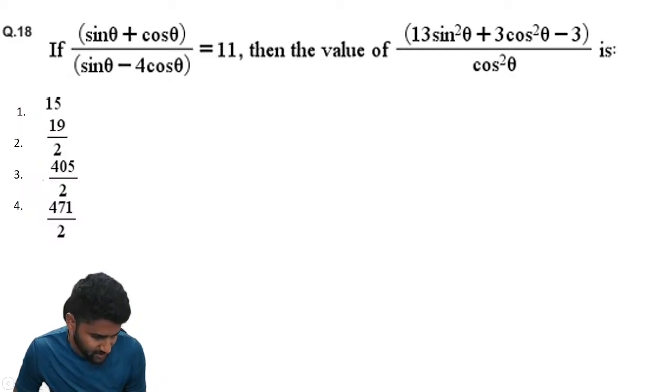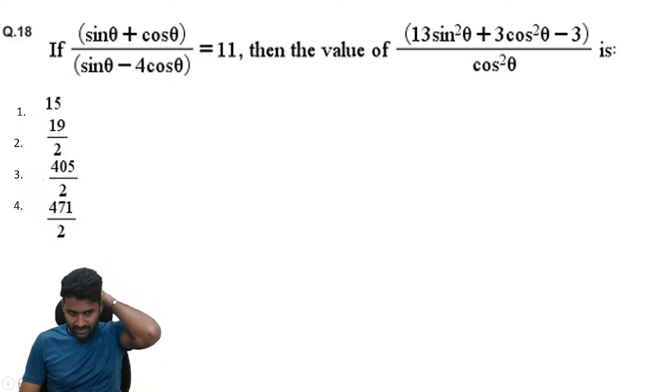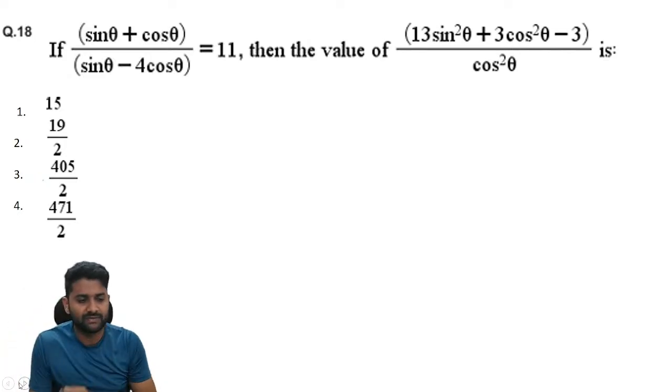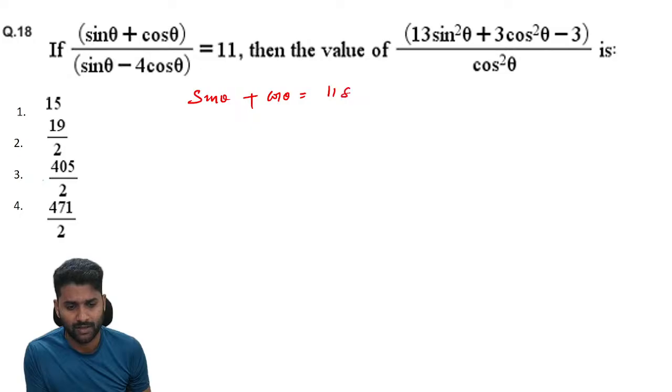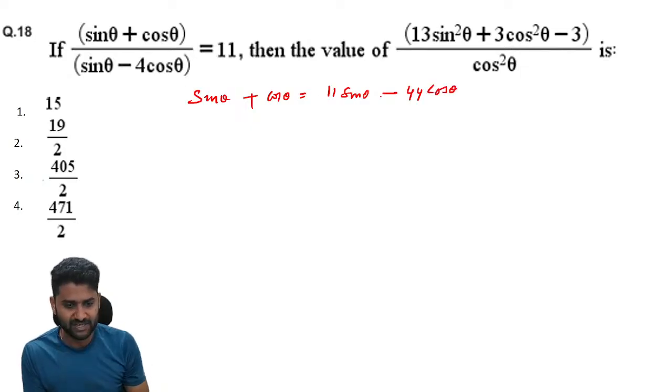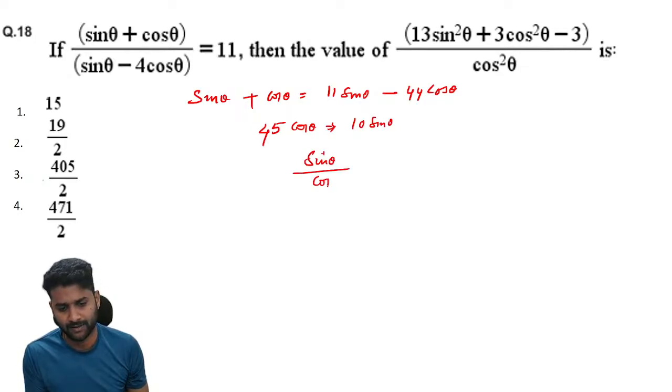Next, again a question from the trigonometry concept. If (sin theta plus cos theta) divided by (sin theta minus 4 cos theta) is equal to 11, just cross multiply. Sin theta plus cos theta is equal to 11 sin theta minus 44 cos theta. Further simplification, 45 cos theta is equal to 10 sin theta. Now sin theta divided by cos theta.